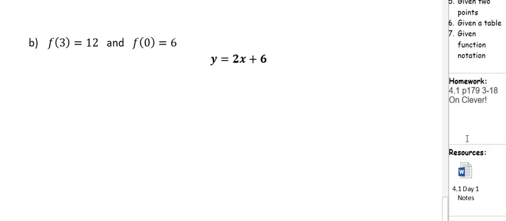You guys got this? Remember, your homework is on Clever. So we're back into a Clever, 3 through 18. You got this. This is a really important lesson, and you guys are going to crush it.